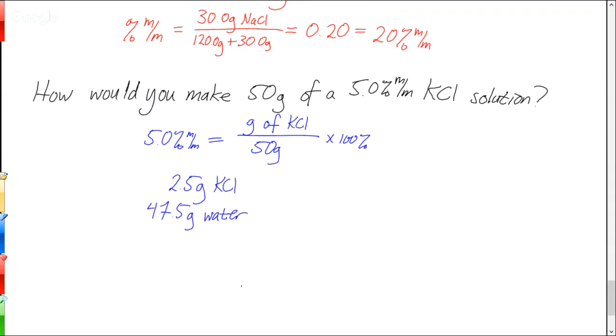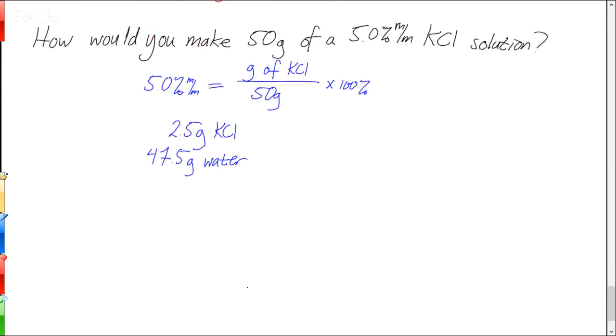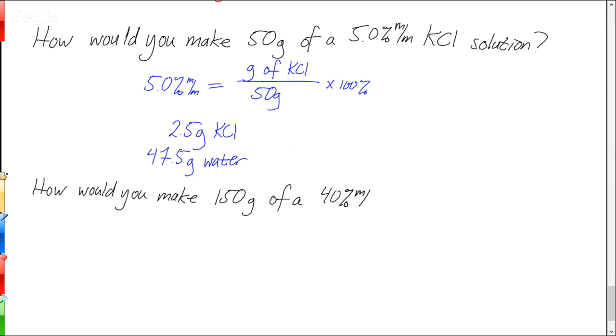All right, let's try another one. Similar question. This is also from the book. How would you make 150 grams of a 40% by mass lithium nitrate solution?